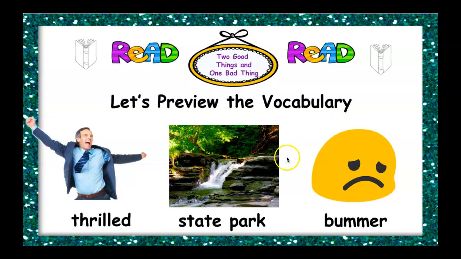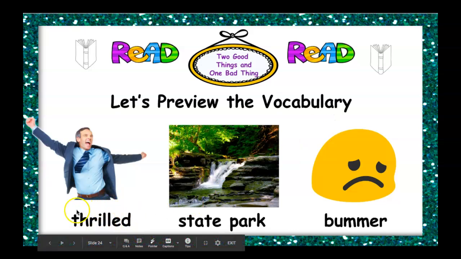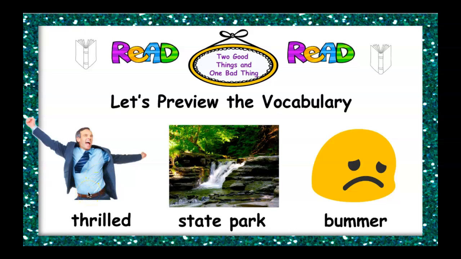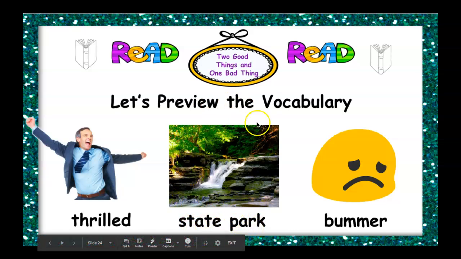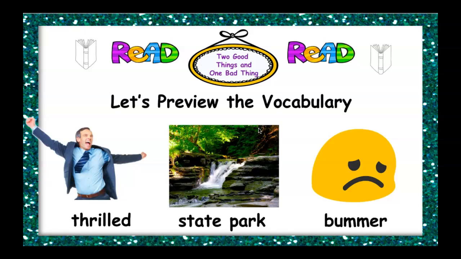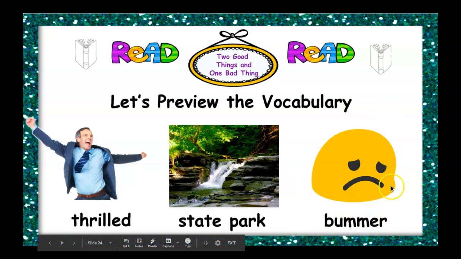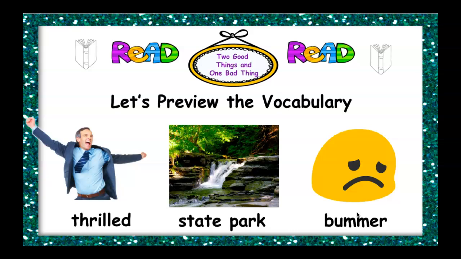Some vocabulary words that we're going to come across. Thrilled. This man is thrilled. It means he's super excited to do something or see something. This is a state park, and that's a place of nature that is preserved by the state. It's protected by the state. And if you hear the word bummer, this little emoji is showing that something's a bummer. It means too bad, or that's pretty sad. What a bummer.